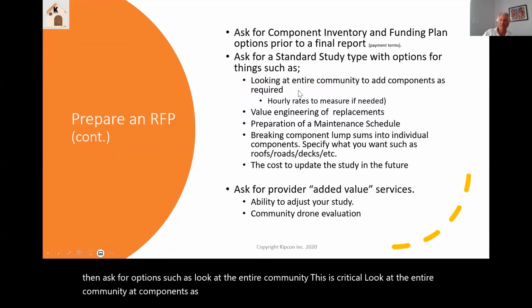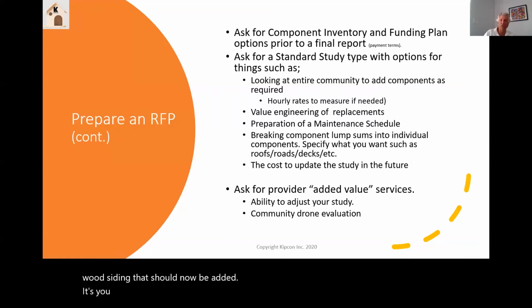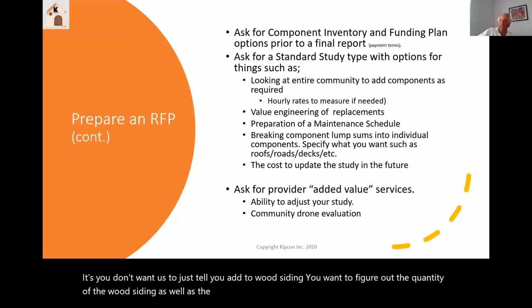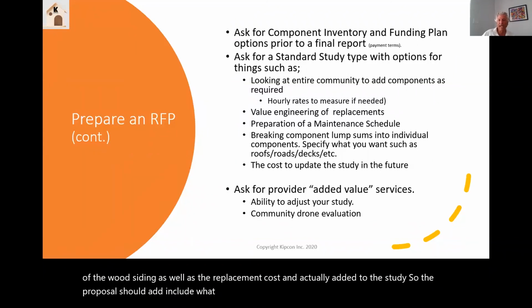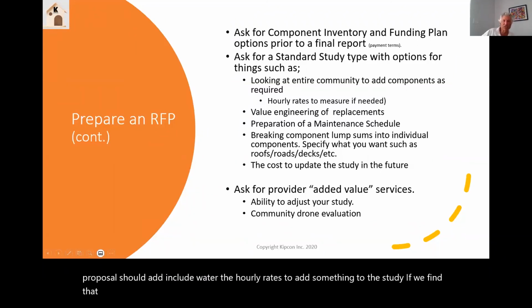Keep in mind, let's say we find a component like the wood siding that should now be added. You don't want us to just tell you add the wood siding. You want us to figure out the quantity of the wood siding as well as the replacement cost and actually add it to the study. So the proposal should include what the hourly rates are to add something to the study if we find that it should be added. But I think you all understand the issue now: make sure you look at the community as it gets older about adding things.